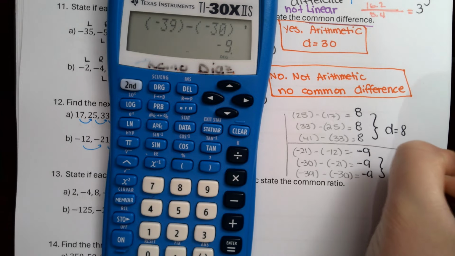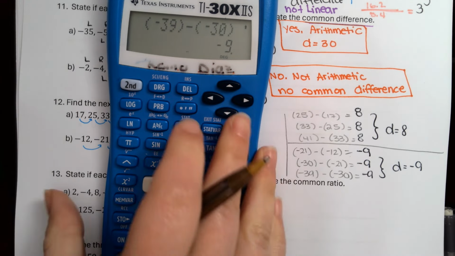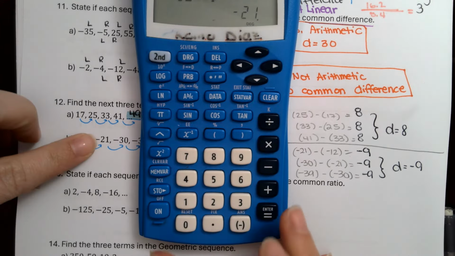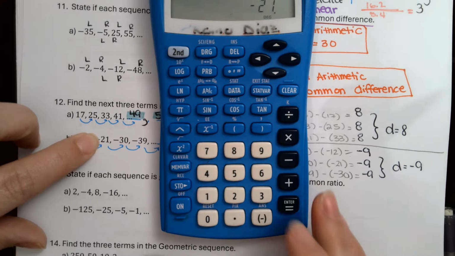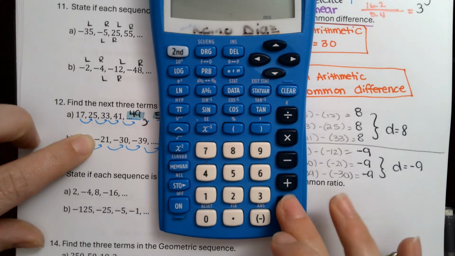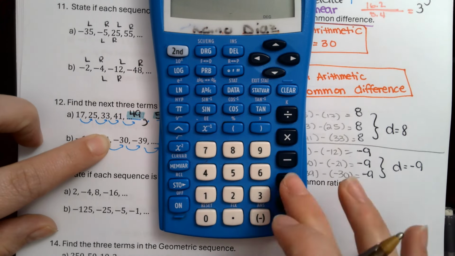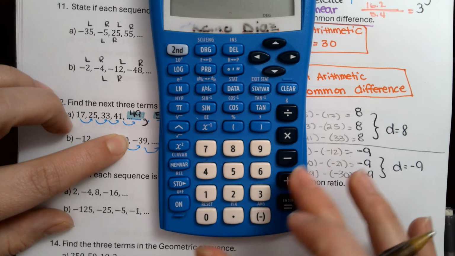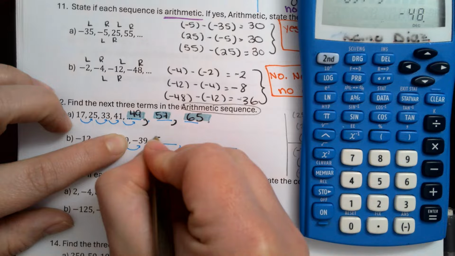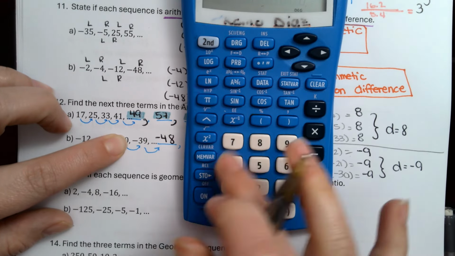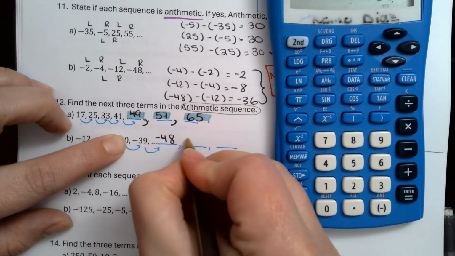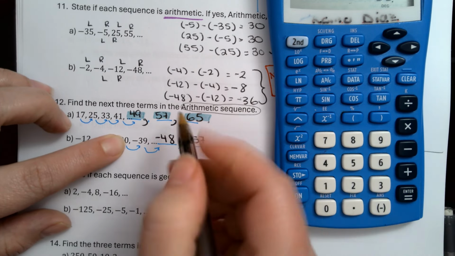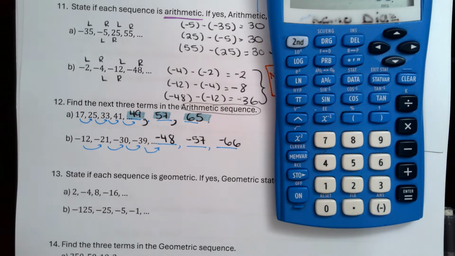Common difference here is -9. So even though this is negative, we're still adding that number. So we got -12 plus a -9 is -21. -21 plus a -9 is a -30. -30 plus a -9, that is a -39. -39 plus a -9, my next term is -48. -48 plus a -9 is a -57. And a -57 plus a -9 is a -66.